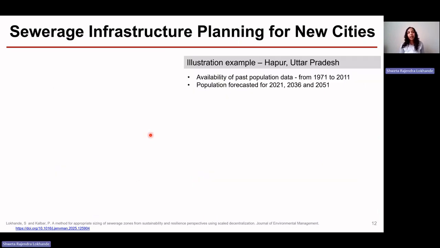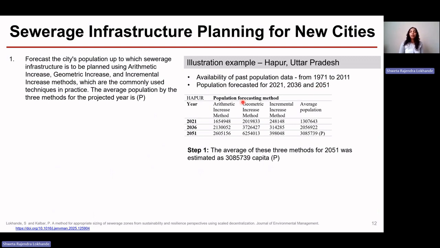Next, I will explain how this equation can be used for new cities through an illustrative example for Hapur in Uttar Pradesh, for which past population data was available from 1971 to 2011, and the population was forecasted up to 2051. The first step of the methodology is to forecast the city's population up to which the sewerage infrastructure is to be planned. This can be done using popular population forecasting methods such as arithmetic increase, geometric increase, and incremental increase, and the average of these can be taken for the design year of 2051, regarded as the design population, denoted as P. Alternatively, depending on the context and growth of a particular city, you can use a relevant or suitable population projection method to arrive at the design population.